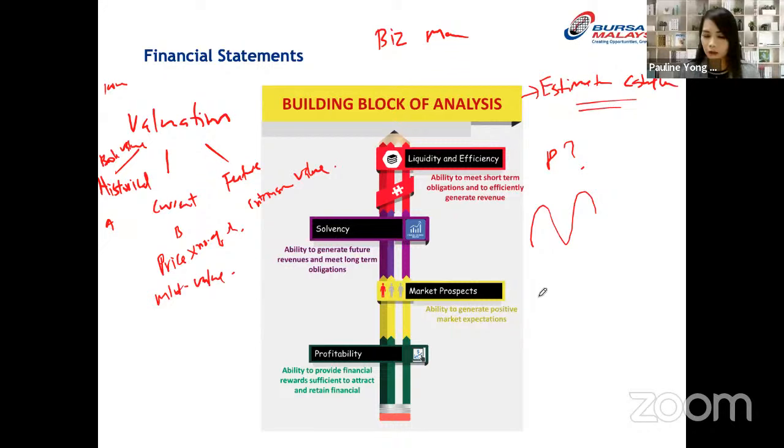Can you type in the chat what are the easy industries that you can analyze for a pretty safe estimation of the future cash flow? Which industries? Type in the chat. Anybody? Construction, consumer, property, agriculture, banking, consumer. Okay, I see banking.